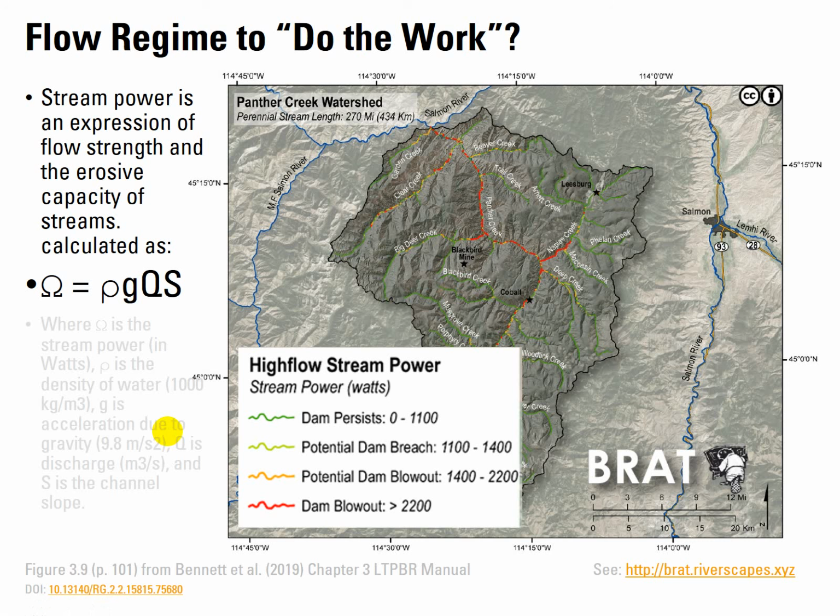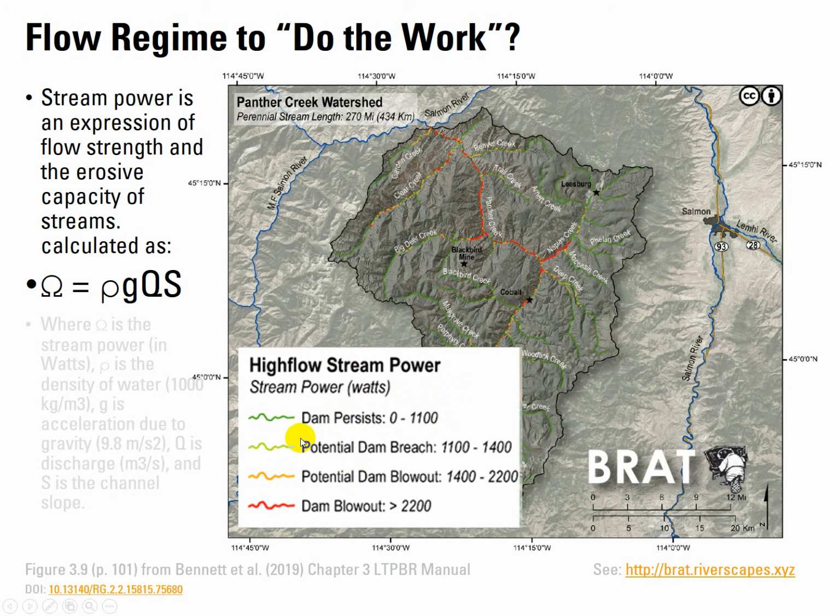Models like BRAT are leveraging this data and using it to produce maps for various flow statistics: a Q2 map, base flow map, Q50 map, etc. This example right here, high flow represented by a Q2, high flow stream power, in watts are the units, but then it's symbolized in terms of a question that BRAT tries to answer, which is, if dams are built, how likely are they to persist through a 2-year flood, basically.